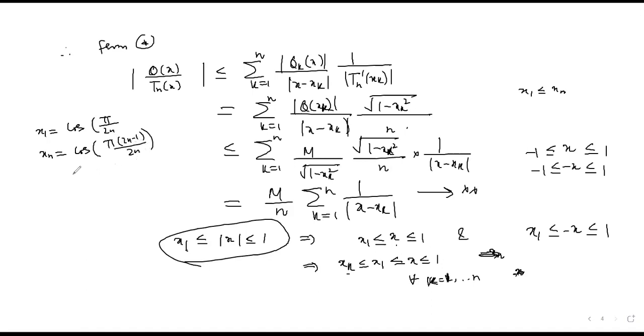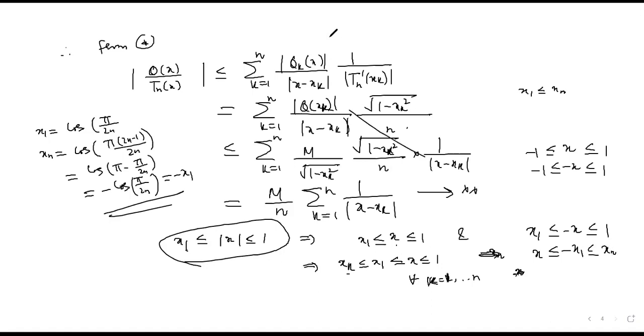Yes. So this would be equal to cos of pi minus pi by 2n, because here 1 comes, because 1 minus 1 by 2n, absolutely right, which is nothing but minus cos of pi by 2n. Right, that is equal to minus x1. So it means that minus x1, it means x is less than equal to minus x1, but that is less than equal to xn, meaning less than equal to.